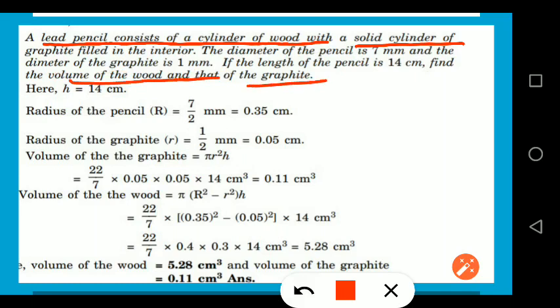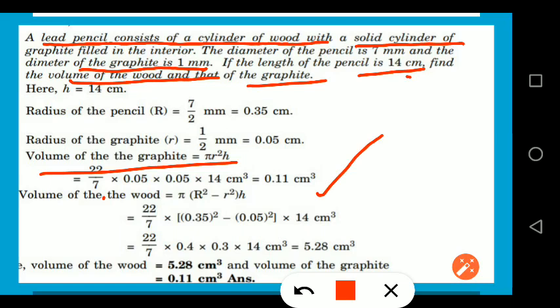and the volume of graphite. So the volume of graphite we can find easily, taking the radius from here and height from here. We can simply find the volume of graphite by the formula pi r square h: 22 by 7, radius 0.5 mm, so 0.05 cm, and again r square 0.05 and h is 14 centimeter. So we get 0.11 centimeter cube.